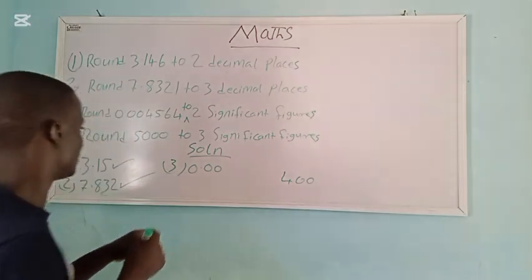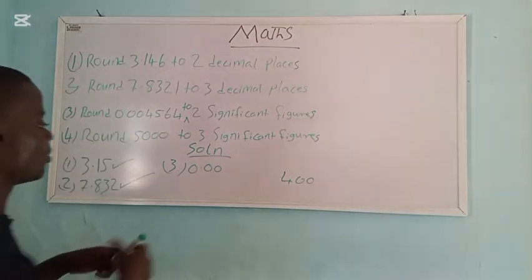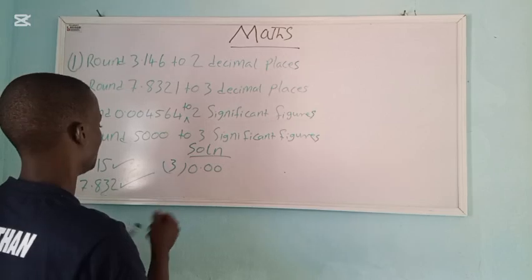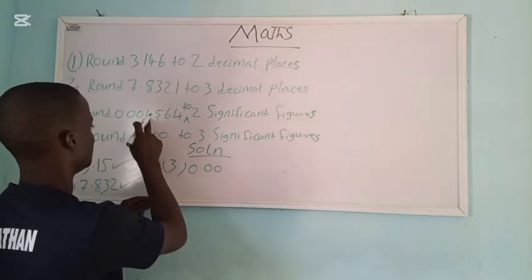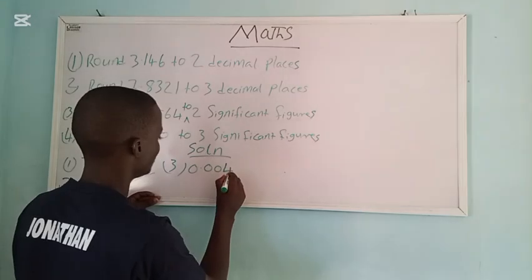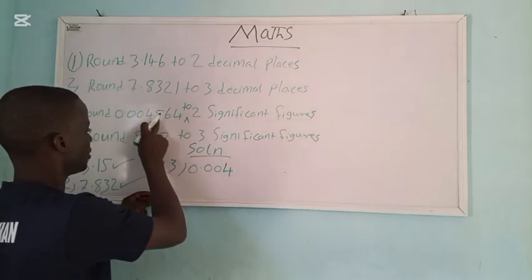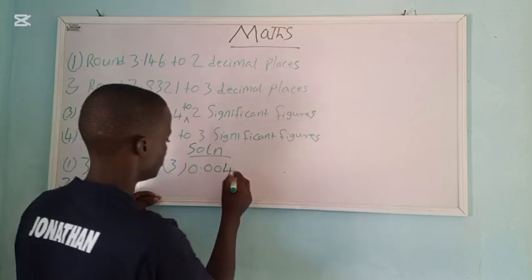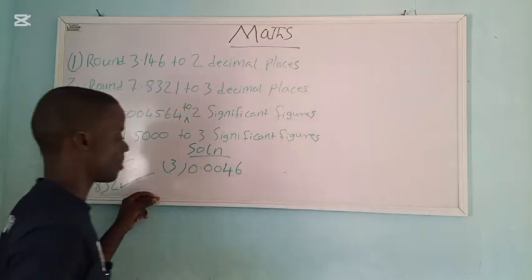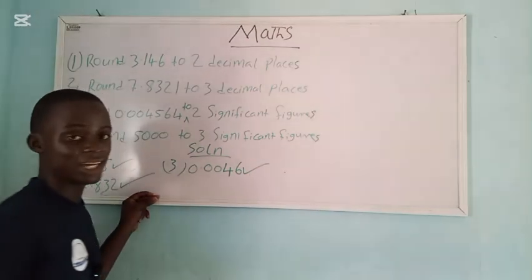But like this, what you will do with these zeros is first write the 3 zeros, then count the 2. This one is the first significant figure, this one is the second. Since this one is 6, which is bigger, we'll round up. So it will become 6. That is the answer.